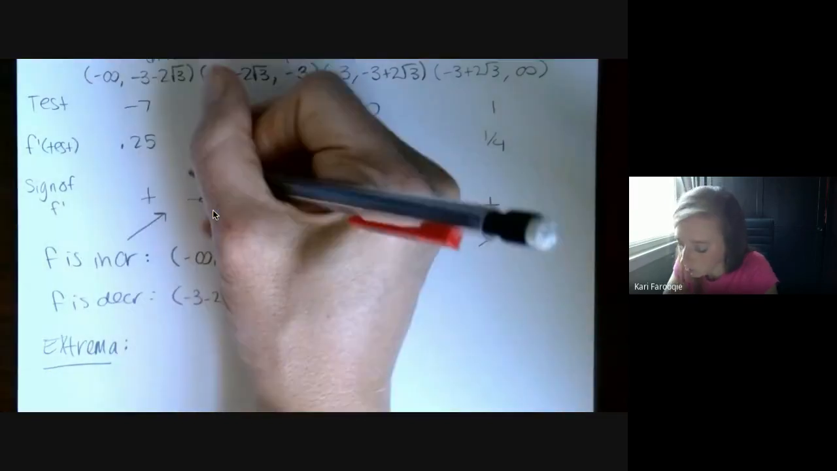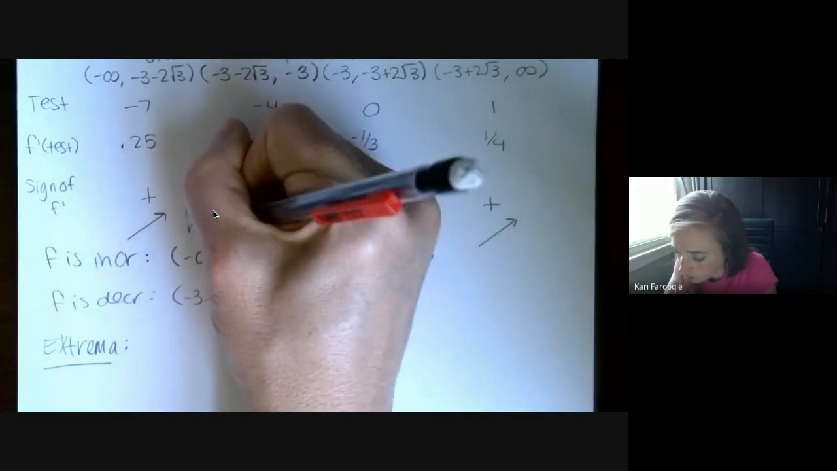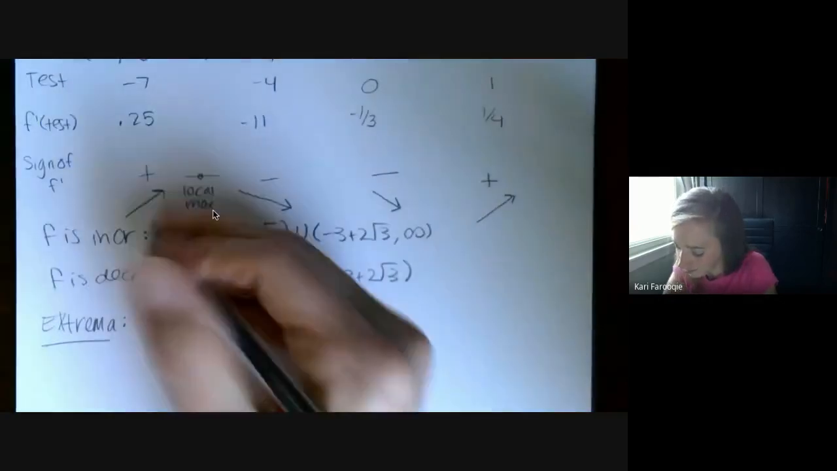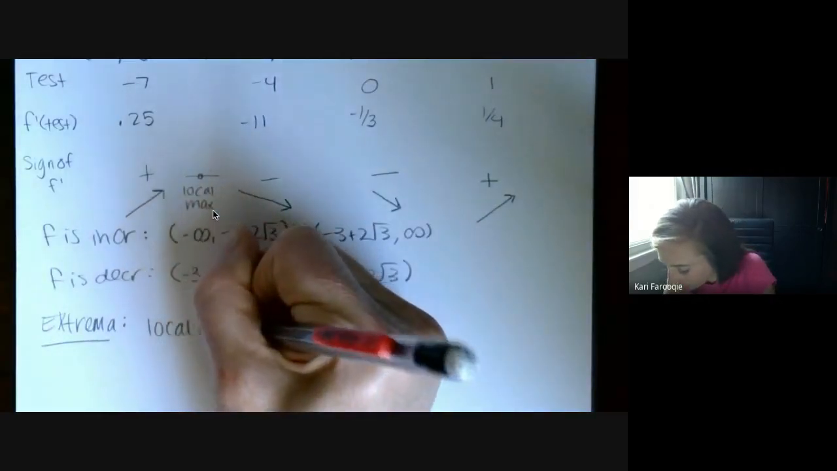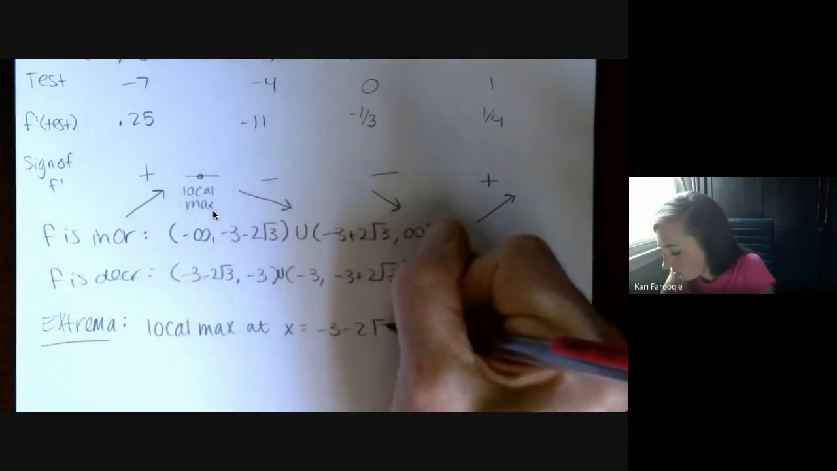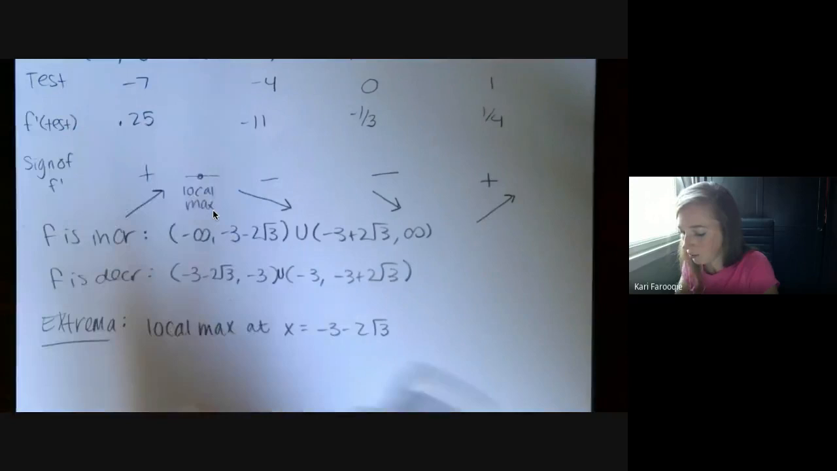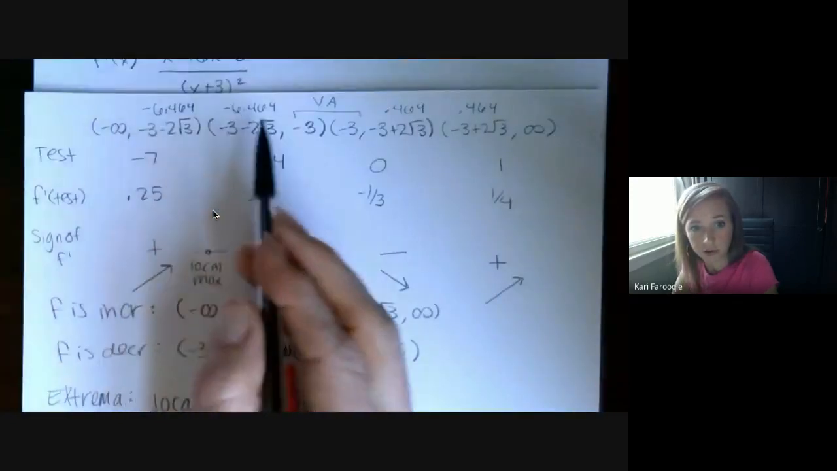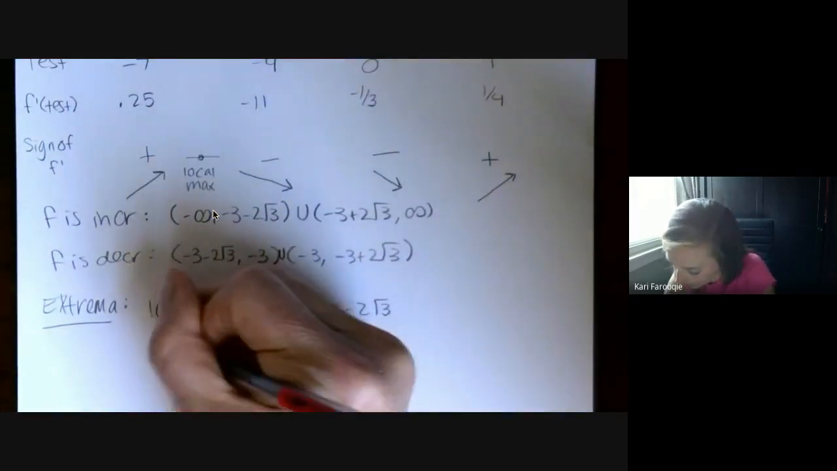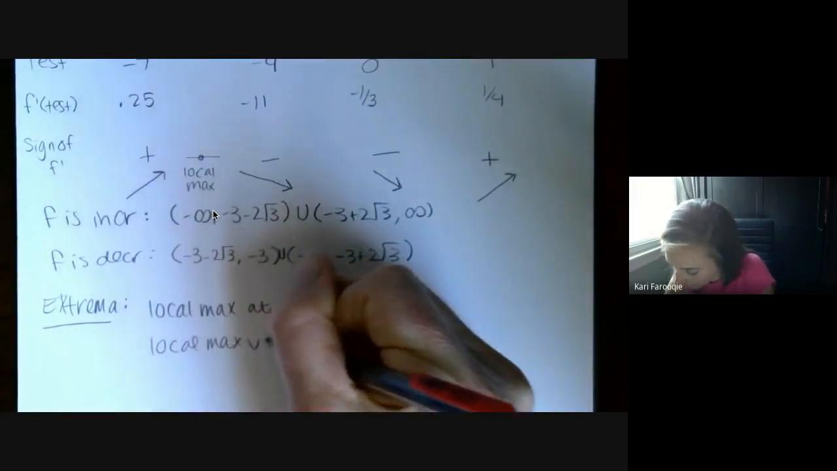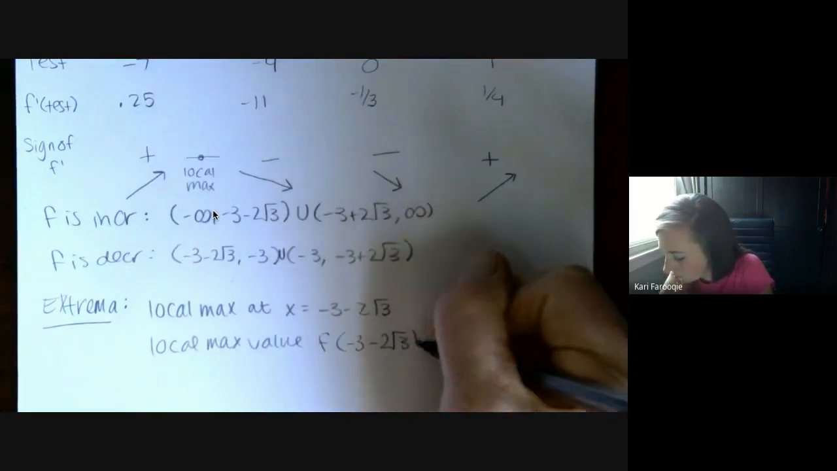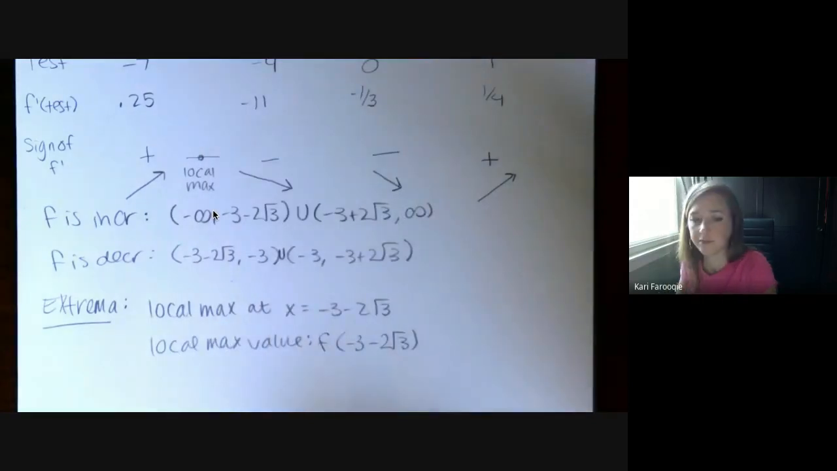And then your graph starts to decrease at that point. So this would have to be a local max. I mean, you can see it visually. It's at the top, then you go back down again. So I would say that I have a local max at x equals -3 minus twice the square root of 3. That's your critical number there. And then your local max value would just be your function value at this critical number. I'll let you find that.